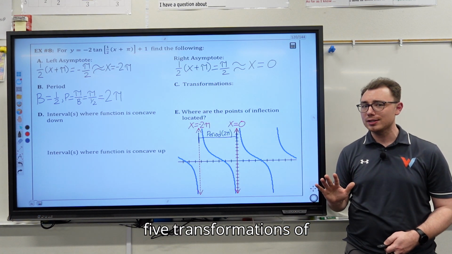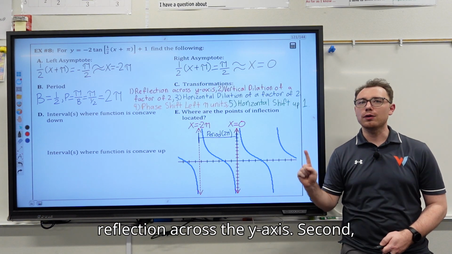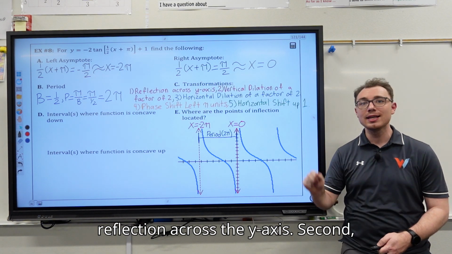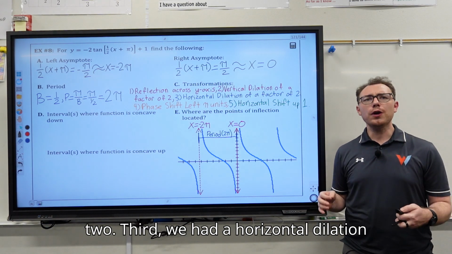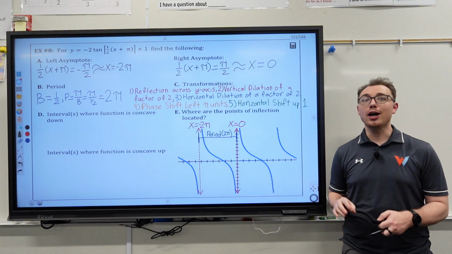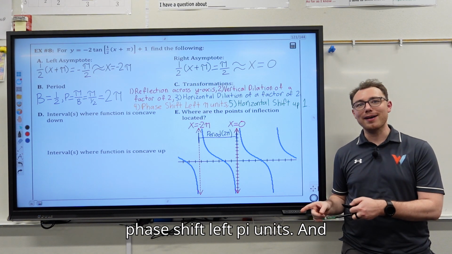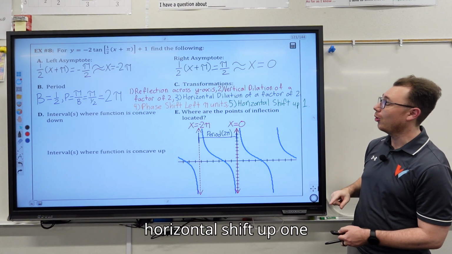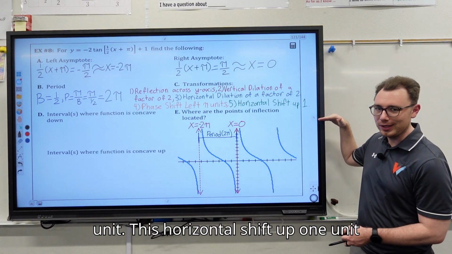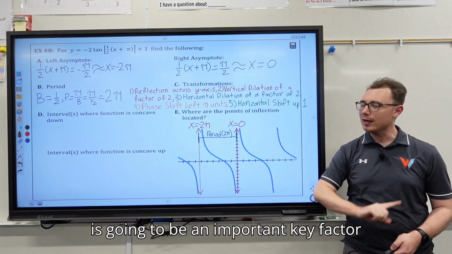Now we're able to describe the 5 characteristics, or the 5 transformations of our child function, where we first had a reflection across the x-axis. Second, we had a vertical dilation of a factor of 2. Third, we had a horizontal dilation of a factor of 2. And fourth, we had a phase shift left pi units. And finally, 5, we have this vertical shift up 1 unit. This vertical shift up 1 unit is going to be an important key factor for part D.